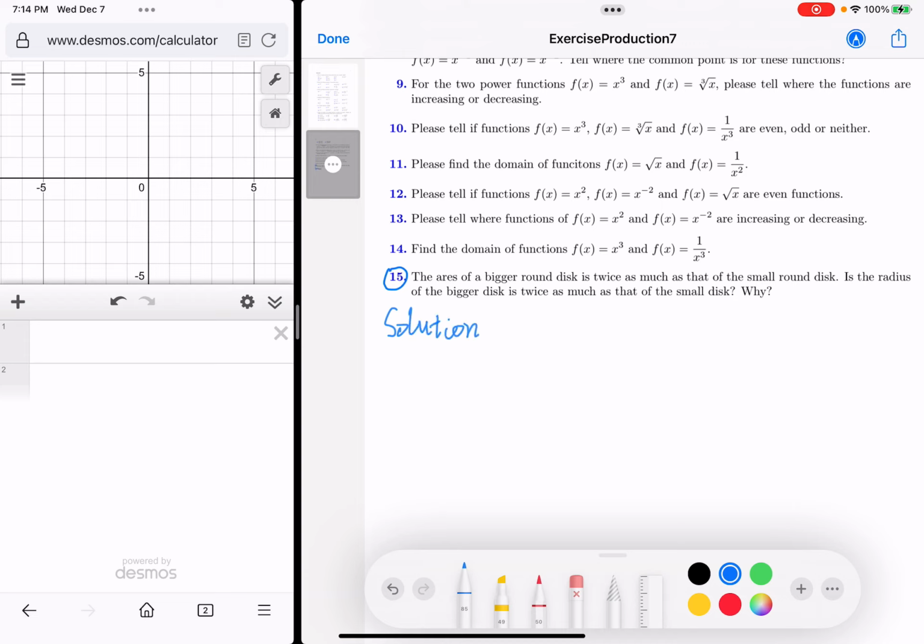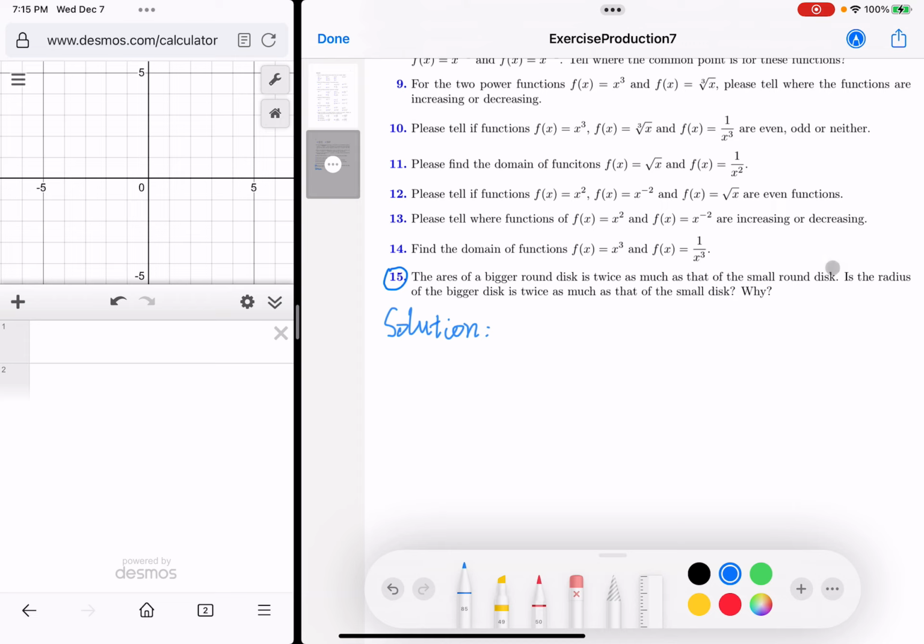Here is the solution. Don't get it wrong: since the area of the big one is twice as much as the smaller one, you may say the radius would be twice as much. That's not correct. Okay? And here is the reason.